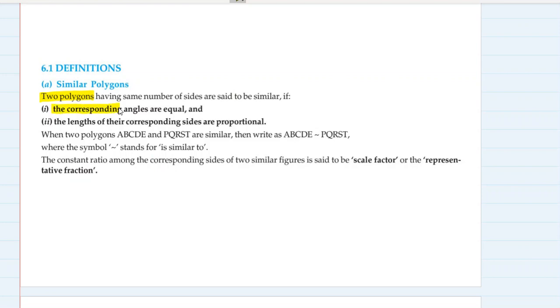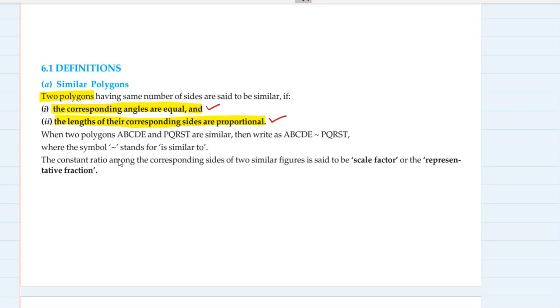See the criteria for similarity they are telling. Corresponding angles must be equal, and the length of their corresponding sides must be proportional. Only then are these polygons said to be similar. And we are not going to talk about any polygons. We are going to talk about a specific polygon in this chapter, that is triangles. The name of the chapter itself is Triangles, right?